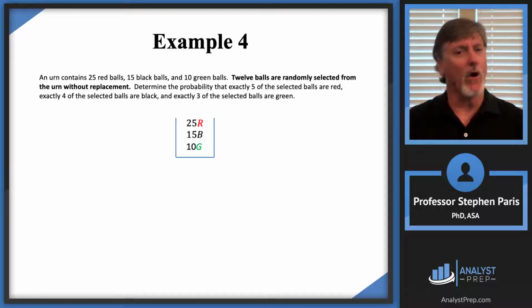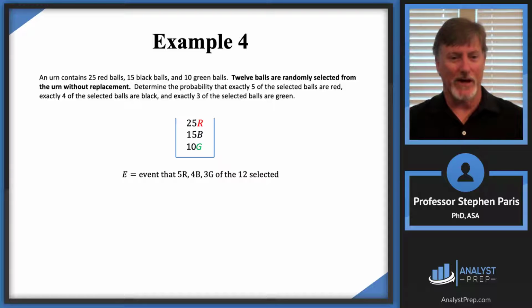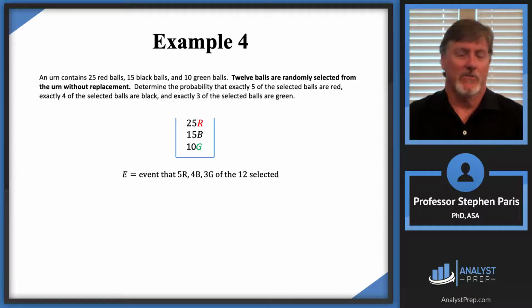Now we've kind of done the hard part in the last example. If I define E to be this event that I have 5 reds, 4 blacks, and 3 greens of the 12 selected, then just basic definition of probabilities.